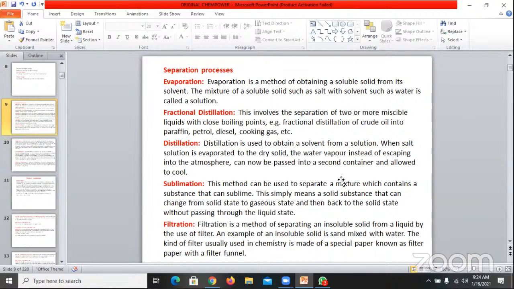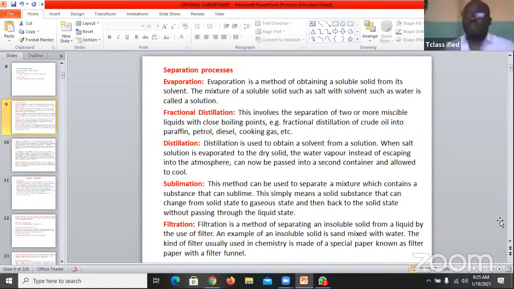This is very important: note the type of solid that you can actually separate with filtration. An example of an insoluble solid is sand. If you mix sand and water, you cannot use evaporation. You can set up your filtration equipment so that once you pour in the combination of sand and water, the filter paper is going to hold the solid, whereas the water will go down. So with that, you're going to have your separation.